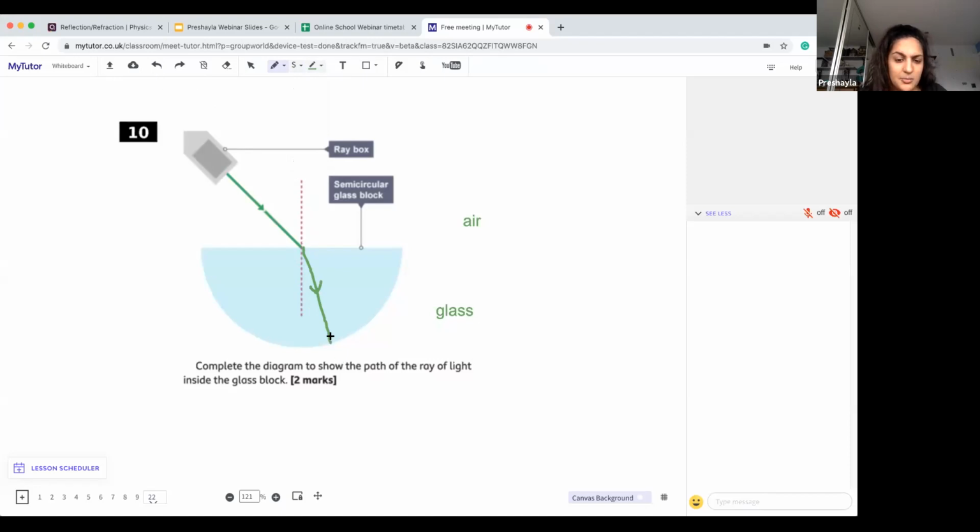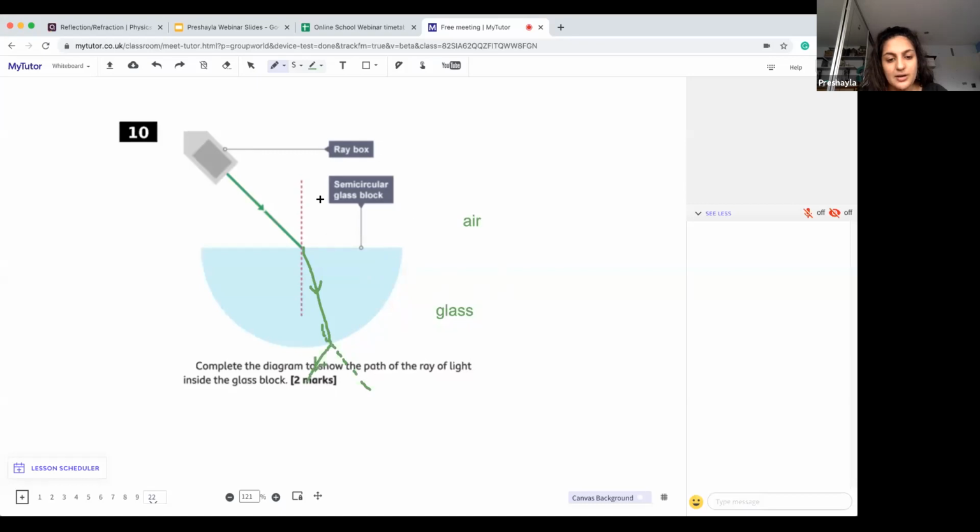Because if it's going from glass back into air, it refracts again. So what you need to do is draw another normal at 90 degrees to the boundary, which is hard because it's curved. And you need to do fast again. So it's going from a more dense to a less dense, so it gets faster, so it bends away from the normal, and it would be something like this.